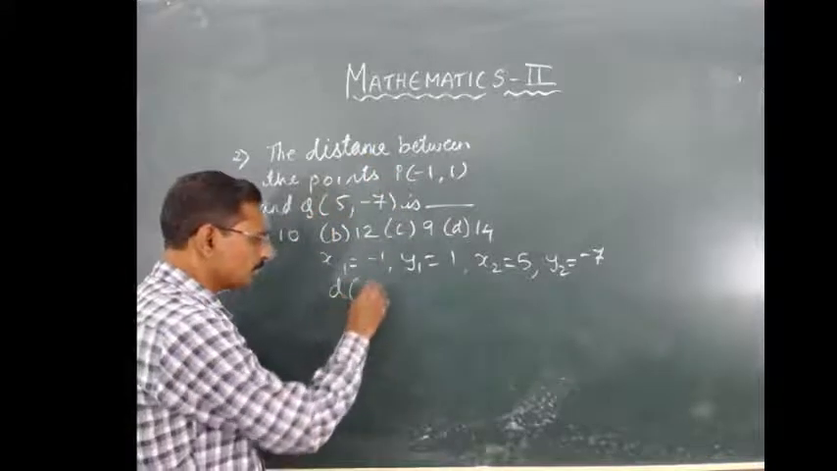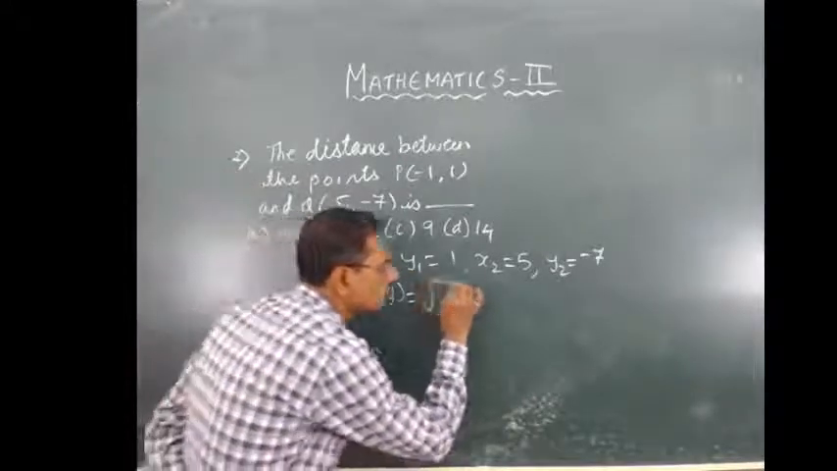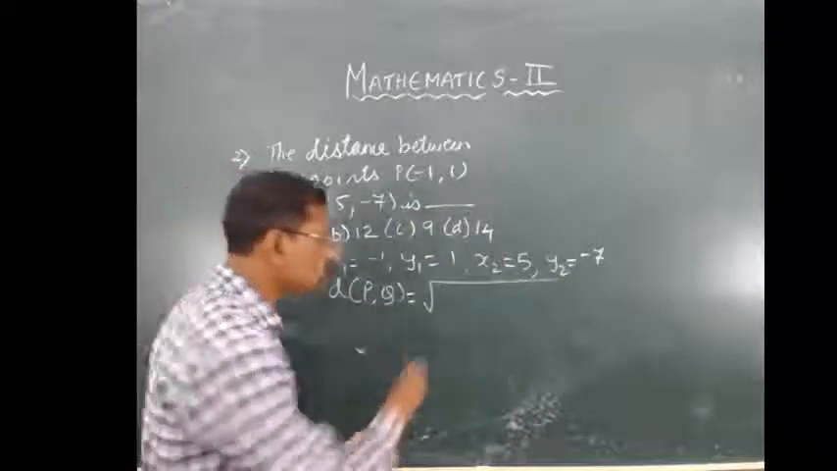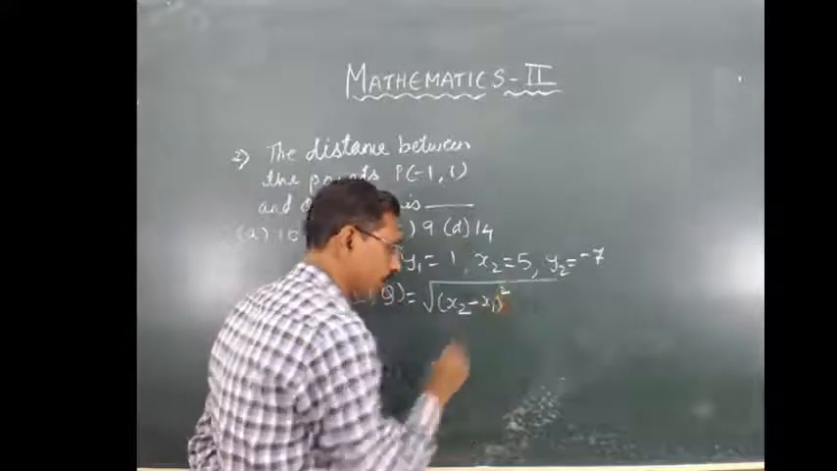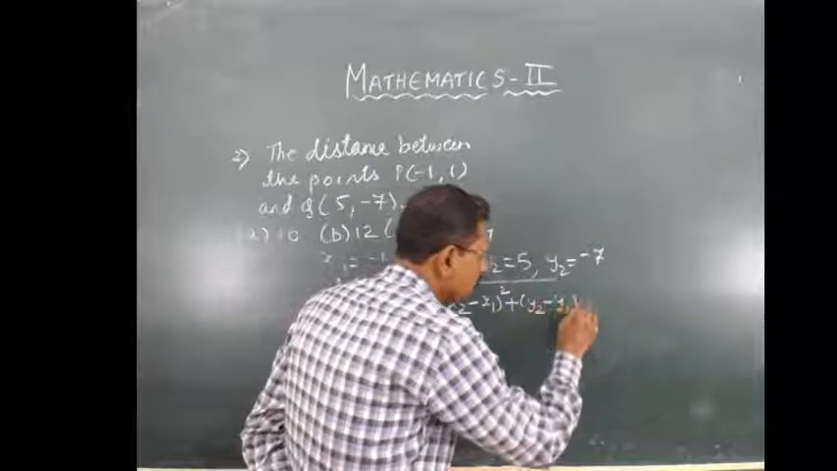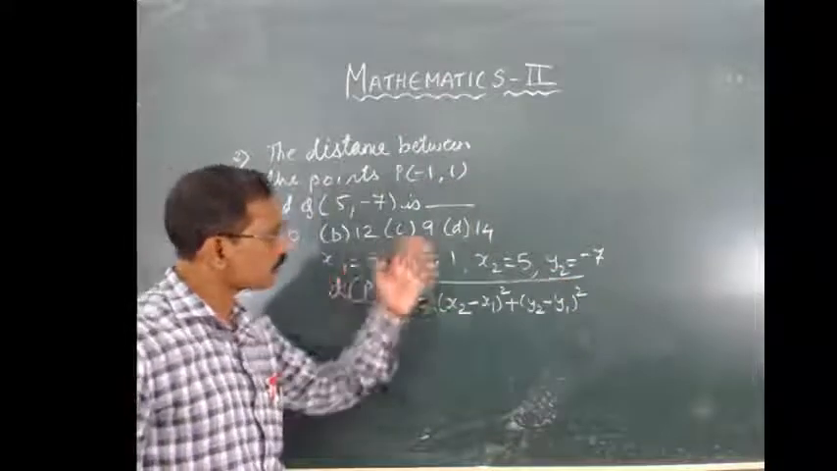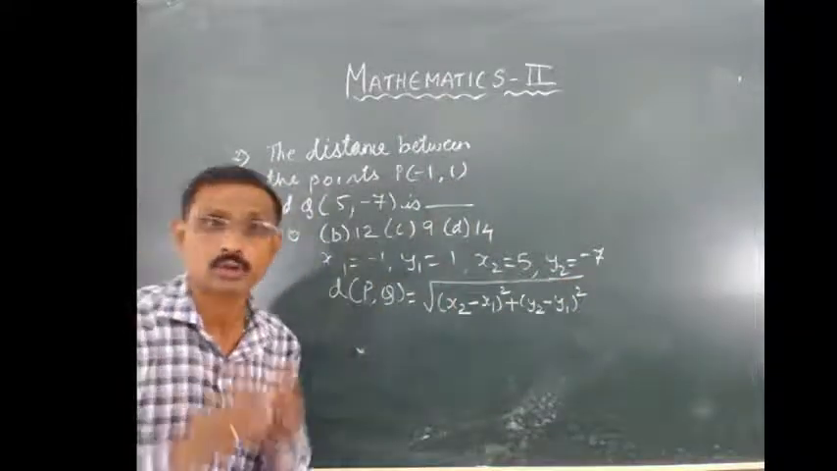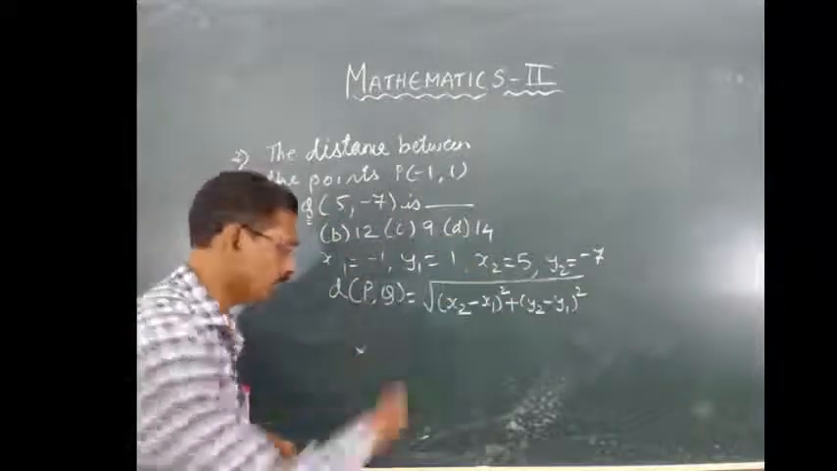To find the distance between P and Q, we have a formula: under root, (x2 minus x1) square plus (y2 minus y1) square. Right? Now you have got the values of x1, x2, y1, y2. You have got all the values. Just pick up those values and put them here.